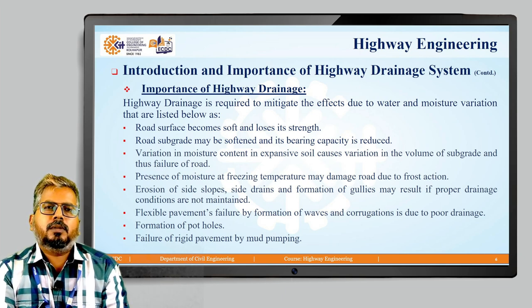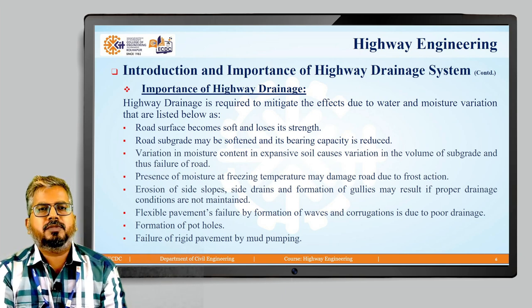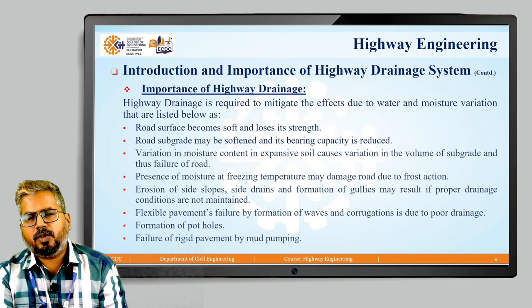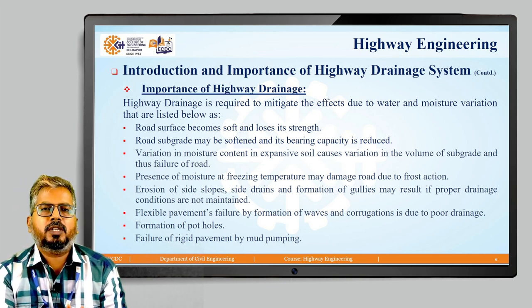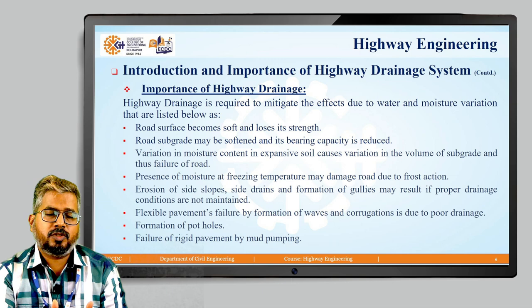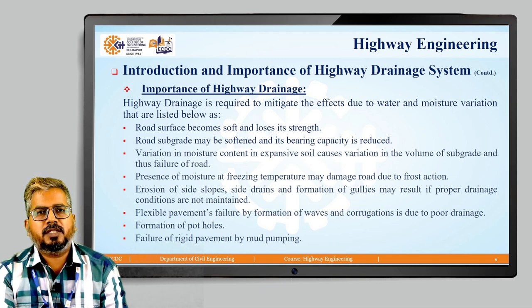Now, what is the importance of highway drainage? Highway drainage is required in order to counteract the effects or impacts of water and moisture variation that are listed here. The road surface becomes very soft and it loses its strength. The road subgrade layer may be softened and its bearing capacity is also compromised. There is a lot of variation in the moisture content in expansive soil that causes variation in the volume of the subgrade, and thus it leads to failure of the road.